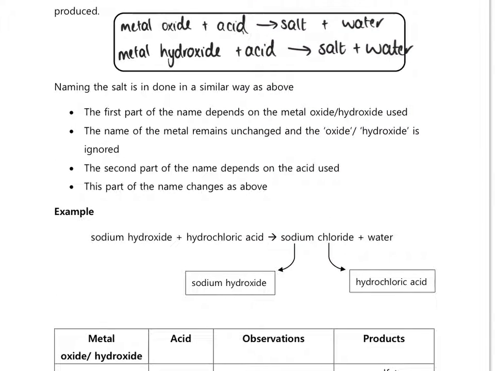So have a look at this example. We used sodium hydroxide in this example, and the first part of the name of the salt ends up being sodium. So just drop the hydroxide essentially, and the first part of the name is sodium. Second part of the name, as before, comes from the acid, and hydrochloric acid changes its ending to chloride. So our salt is sodium chloride. So the salt is named in exactly the same way as above, but just drop the hydroxide or oxide from the metal compound name.